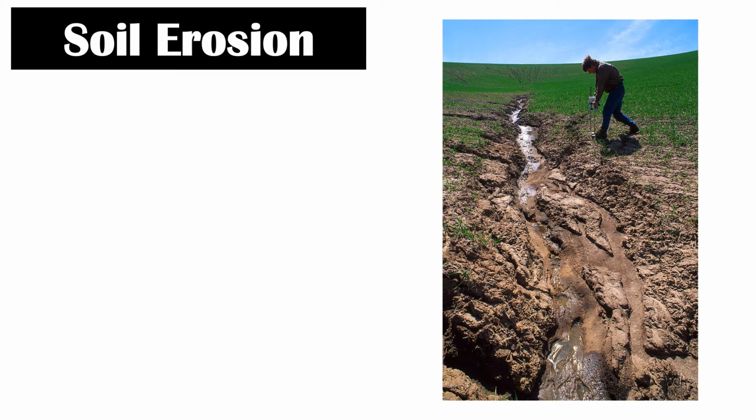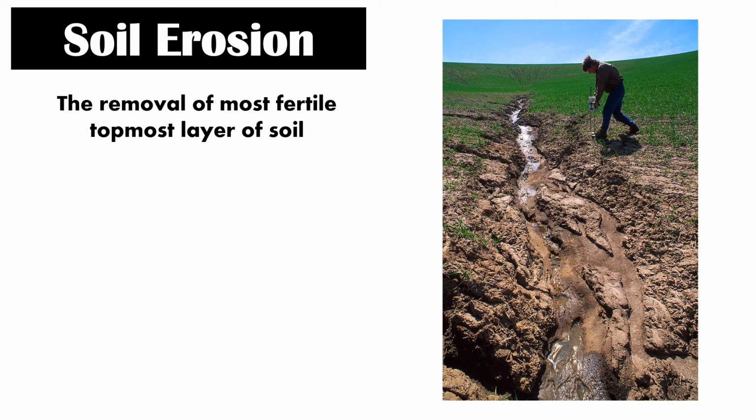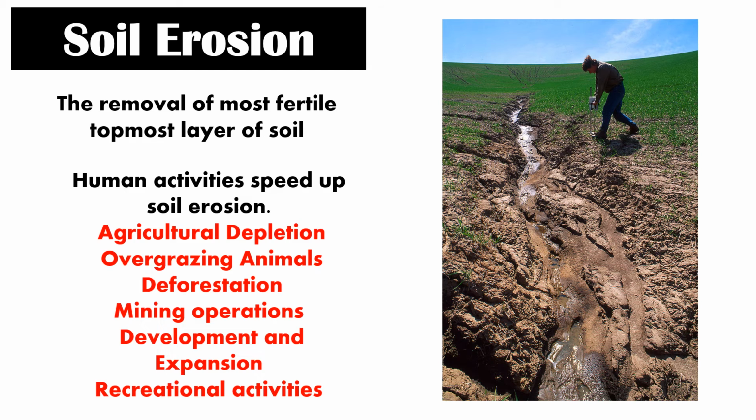Now, after talking about soil properties, let's talk about soil erosion. So, soil erosion is a natural process. It is described as the removal of the most fertile topmost layer of the soil. So human activities, although it is a natural process, human activities can speed up the process of soil erosion. So these are the activities that help speed up soil erosion. So let's start with the first human activity.